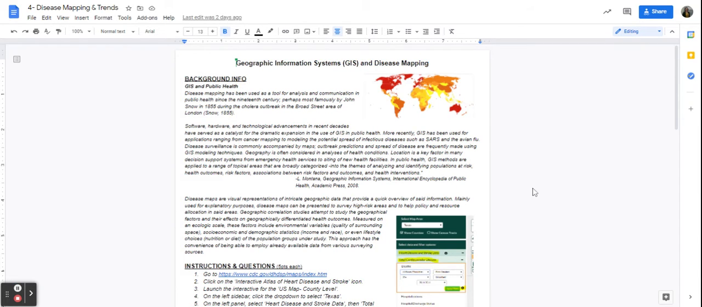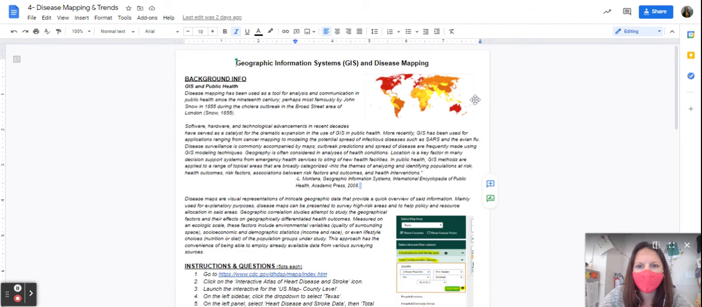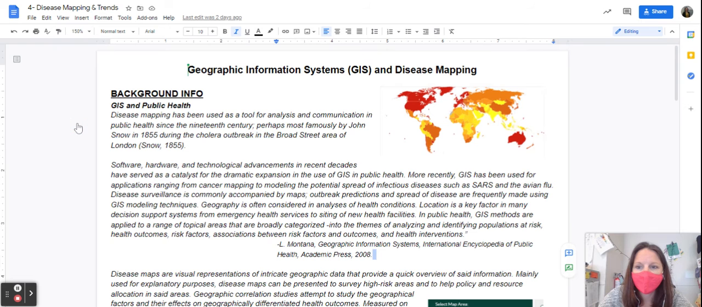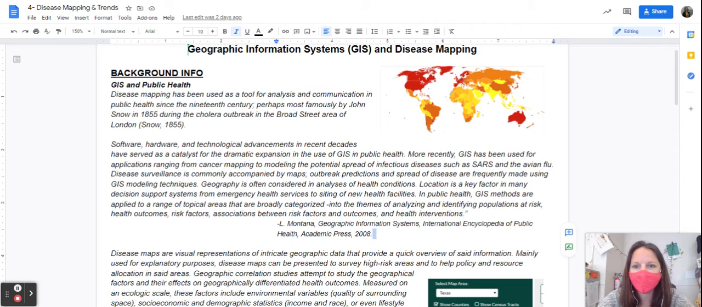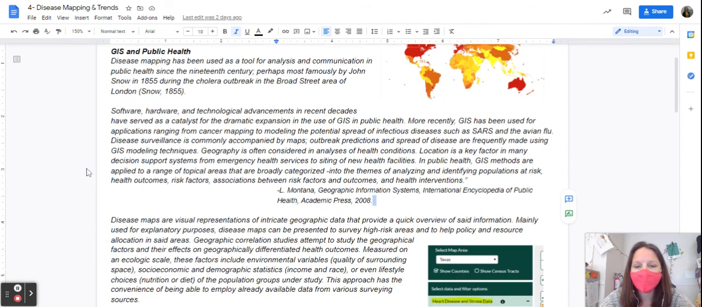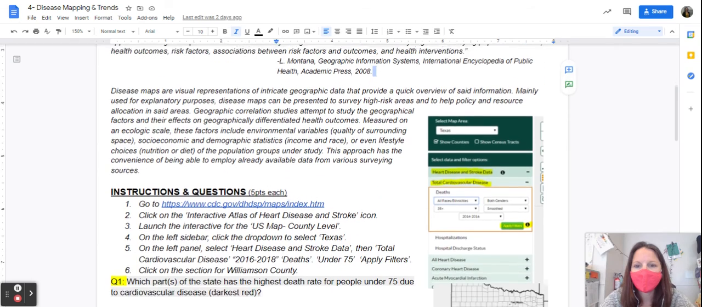All right, so you are going to be completing this geographic information system, or GIS, and disease mapping activity. It has a lot of background information. Try not to get overwhelmed by the introduction here. This is giving you just some background information about what these geographic information systems are and what disease mapping is all about. So you're going to read through the background information on here.